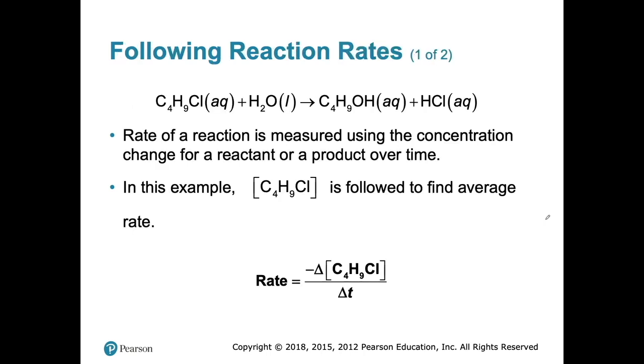So let's apply this then to a reaction. So we have here this molecule, I don't know what this is, 4, so that would be butane. So maybe this is called butane chloride, or chlorobutane, C4H9Cl. That's not so important what the name of it is.